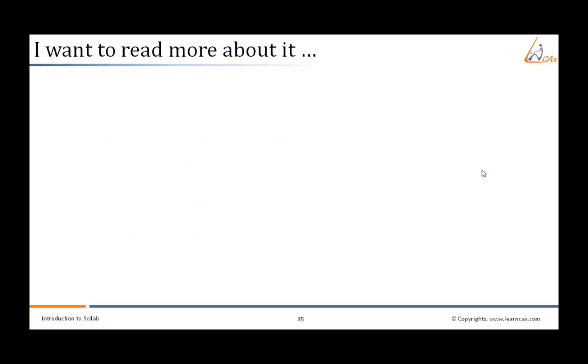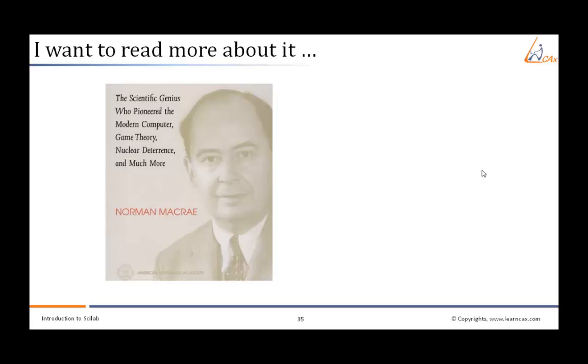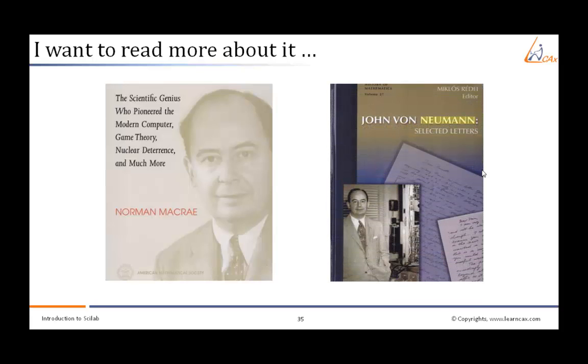If you want to read more about John Von Neumann, these are the recommended books. One is The Scientific Genius Who Pioneered the Modern Computer, Game Theory, and much more, by Norman Macrae. And the second is John Von Neumann: Selected Letters, which is also a highly readable book.